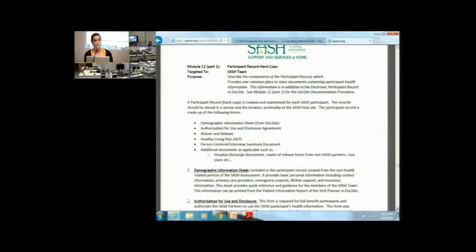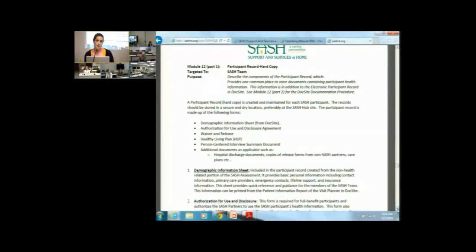The difference is that before we had DocSite, we had to use these very rigid blue folders with multiple dividers to keep everything in there, because everything was on paper. Your medication list, your case notes, assessment info, it was all in there and divided out. There was a lot of information, so it needed to be kept clear. Now that we're on DocSite and everything's electronic, we don't need something so specific.